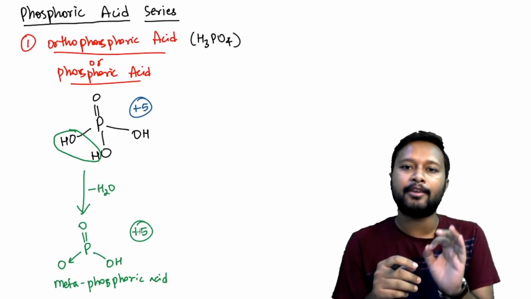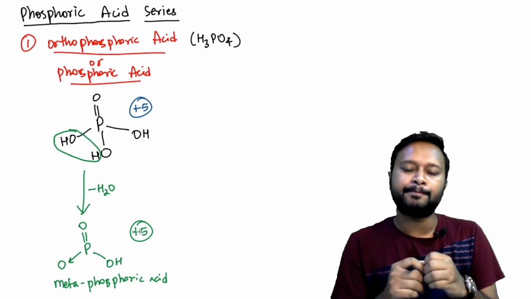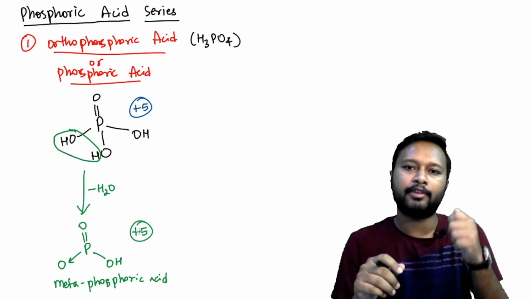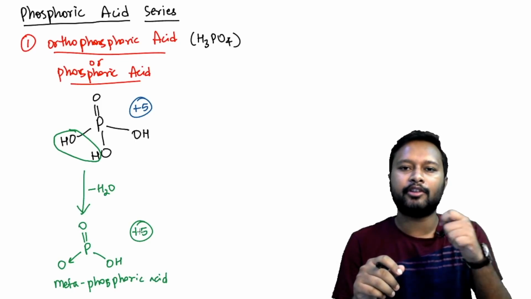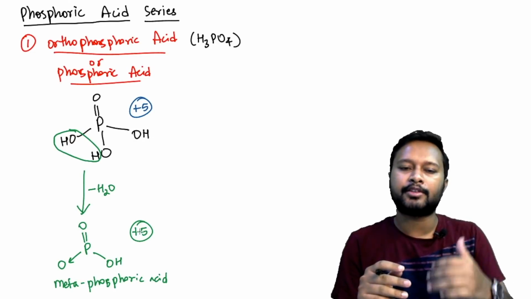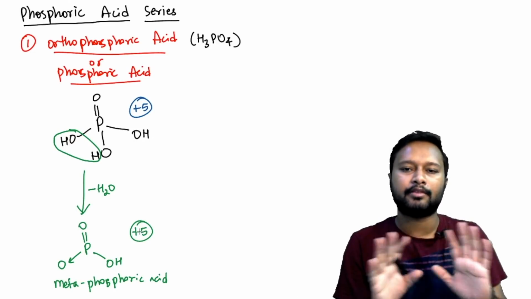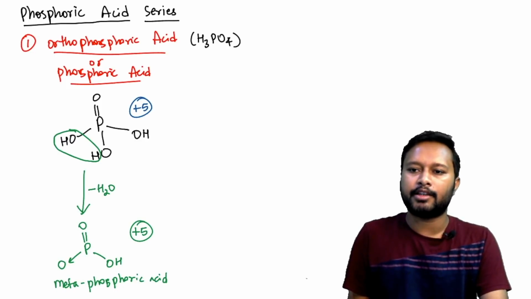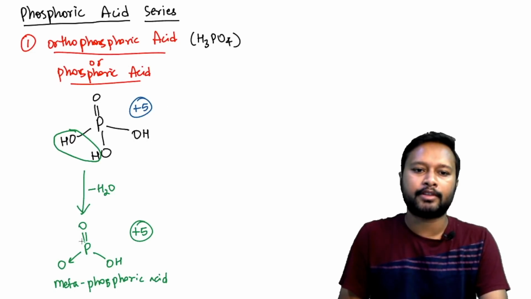Whenever hypo comes, you have to just remember like this: for ic acid you get plus 5, for us acid you get plus 3, but when hypo comes, your plus 5 becomes plus 4 and your plus 3 becomes plus 1. That's all, that's what you have to memorize. We can derive the other acids as well. So from this we have derived one of them, that is metaphosphoric acid.